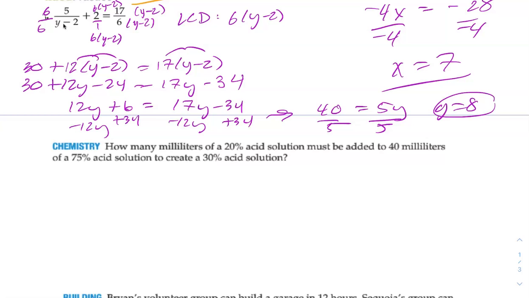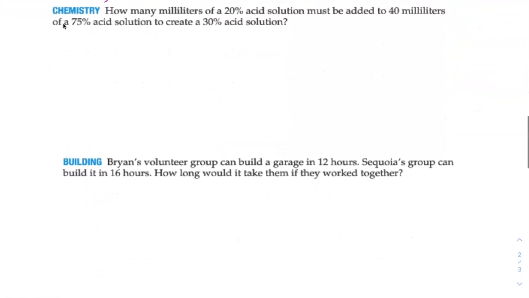That's my answer. Okay, this page is all about application problems. Start with this first one here, chemistry. How many milliliters of a 20% acid solution must be added to 40 milliliters of a 75% acid solution to create a 30% acid solution?